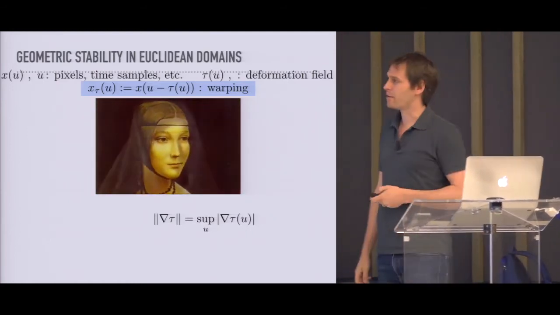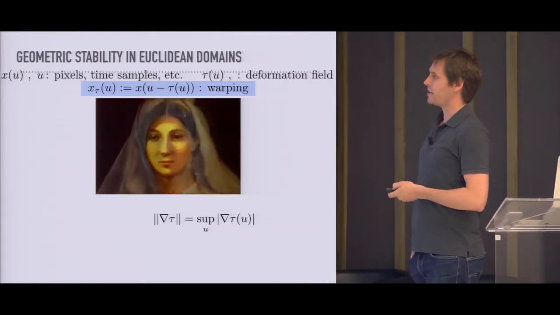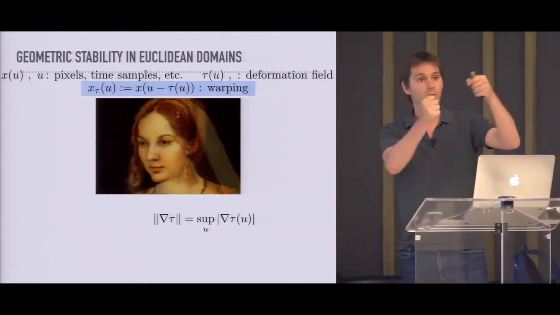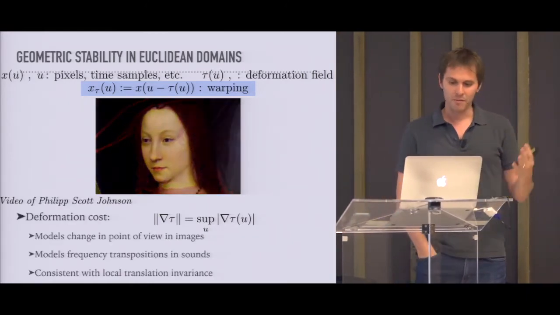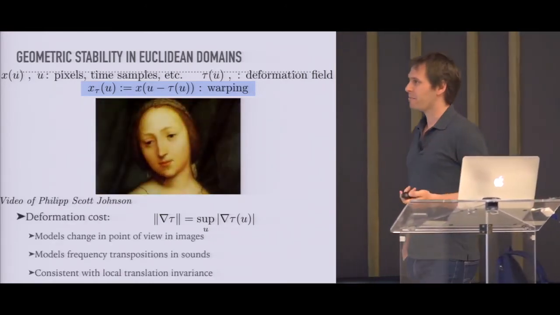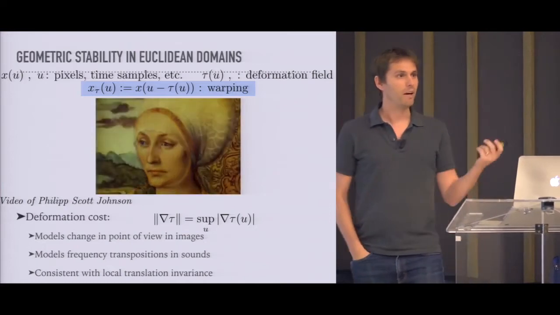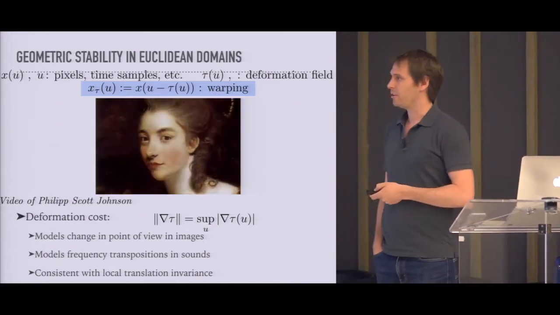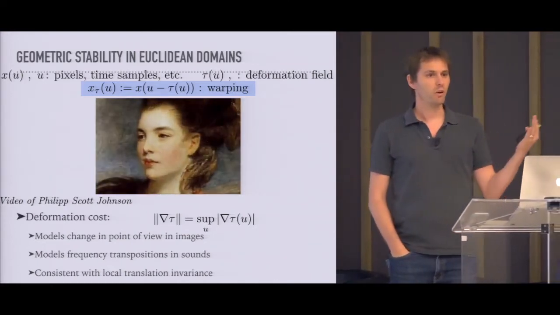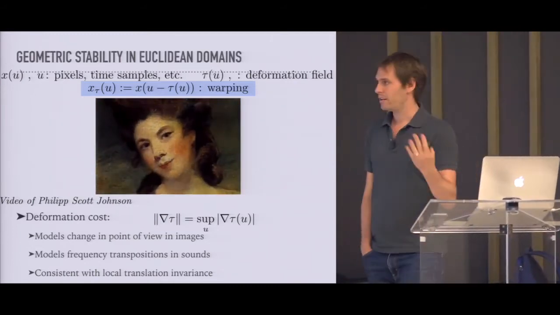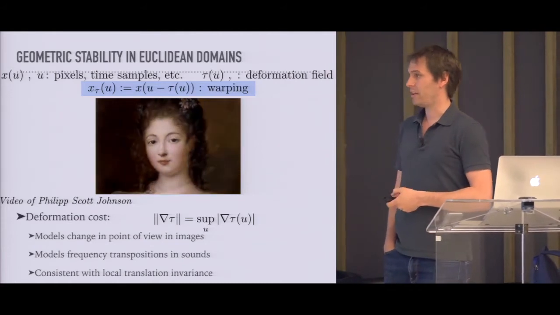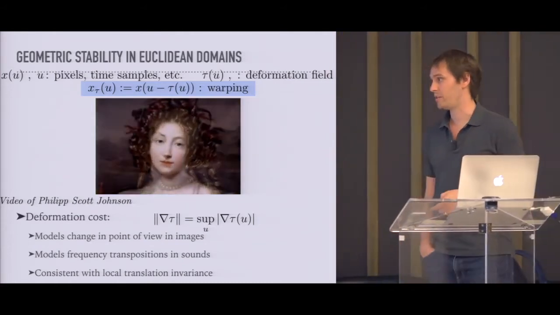So one way one can measure it is by looking at how much the domain is stretched in a uniform sense. With this kind of variability, we can model many things that happen at the low level: the image acquisition, the effect of changing the point of view, looking at the same thing but from a different angle. We can model many transpositions in speech recognition, et cetera.